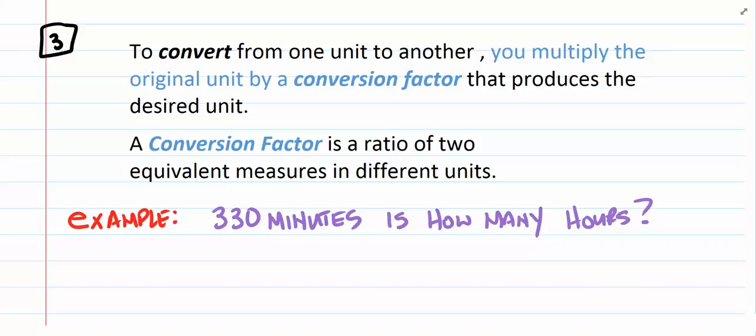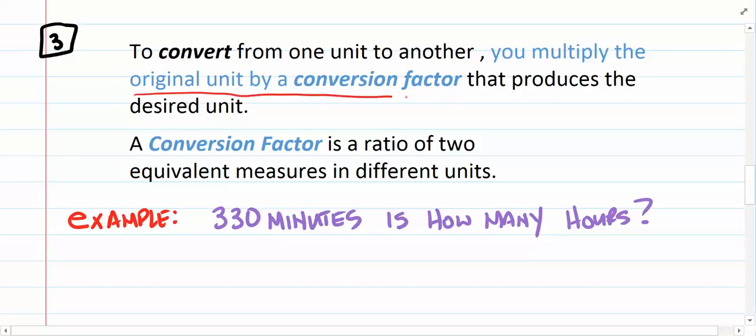Box number 3 is going to explain how to convert from one unit to another. In order to do this, we multiply the original unit by a conversion factor that produces the desired unit. So a conversion factor is a ratio of two equivalent measures in different units. Let me say that again. To convert from one unit to another, you multiply the original unit, whichever one that is, by a conversion factor. And a conversion factor is a ratio of two equivalent measures of different units.